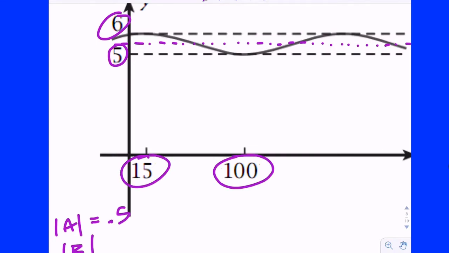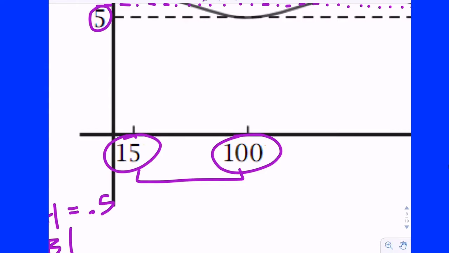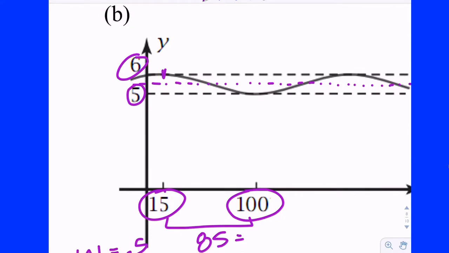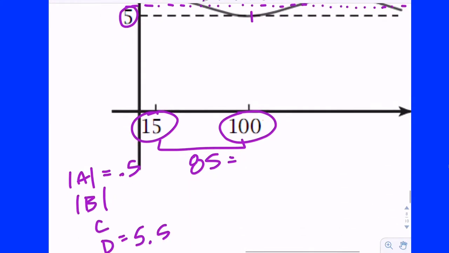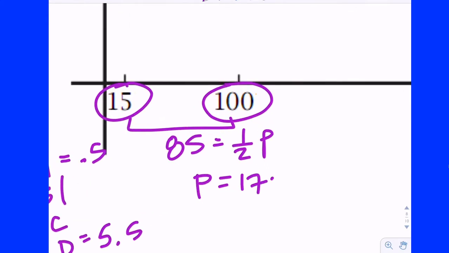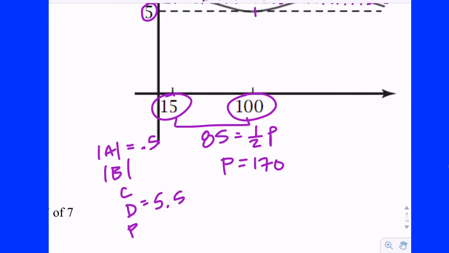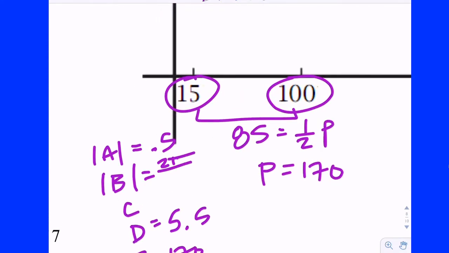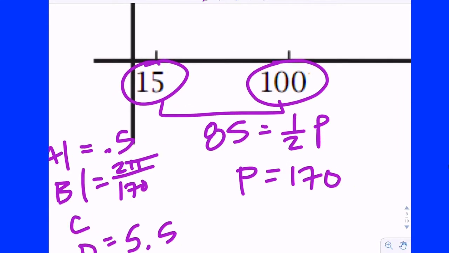All right, then we have some x values labeled. How far is it from 15 to 100? 100 minus 15? 85. And that represents what fraction of a cycle? We have a high point and a low point, so it's a half cycle. So that's half the period. So if 85 is half the period, what's double 85? 170. So if the period is 170, now we can find our B value. The B value is 2 pi over 170. What's 2 pi over 170? Pi over 85.